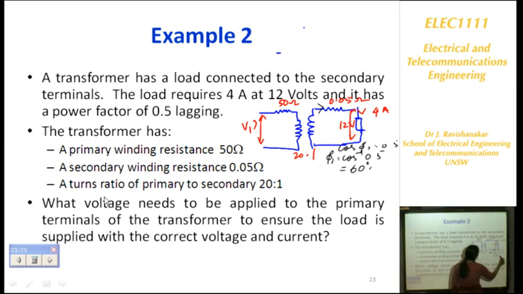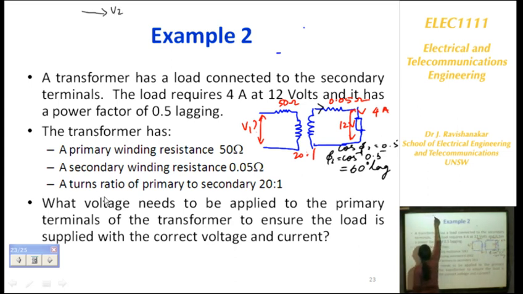Now it also says that it is lag. What does lag mean? What is the power factor? Power factor is the angle between voltage and the current. And if you say lag, that means the current lags the voltage. So we can draw it like this here. The voltage V2 will be here. The current I2 will be lagging the voltage, and this angle is 60. So let us take V2 as reference.